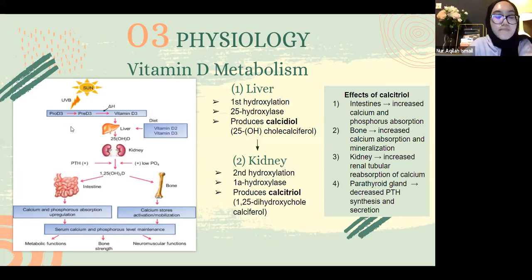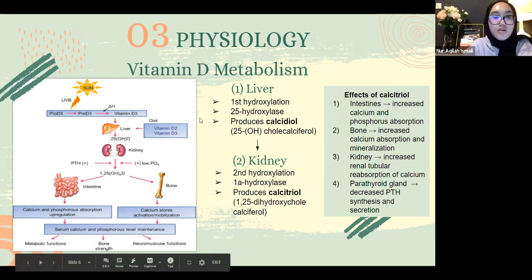And it's important for you to note that if there is any abnormality in any of the steps in vitamin D metabolism, then you can expect that the effects of calcitriol cannot be achieved, in which case it may lead to failure to maintain the balance of calcium and phosphorus.